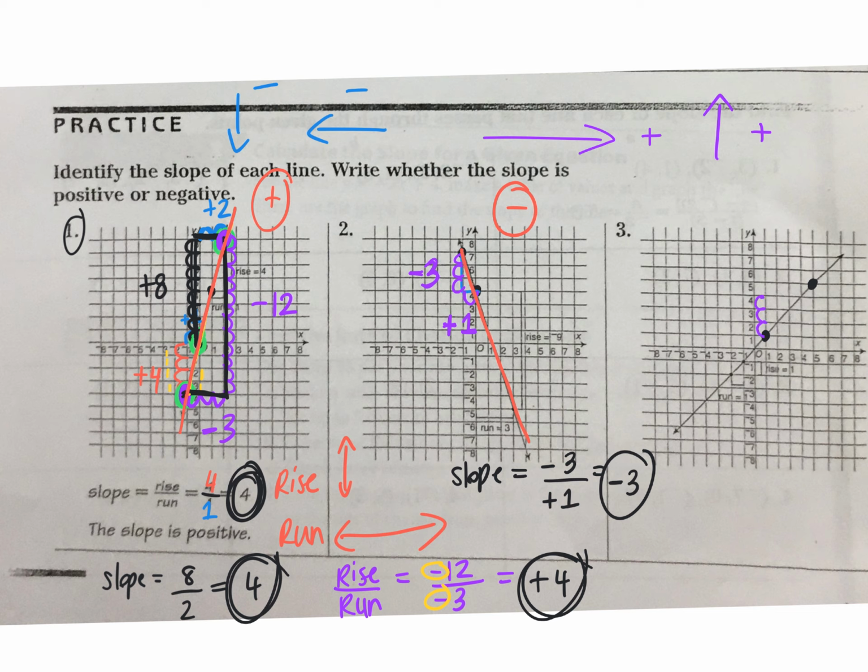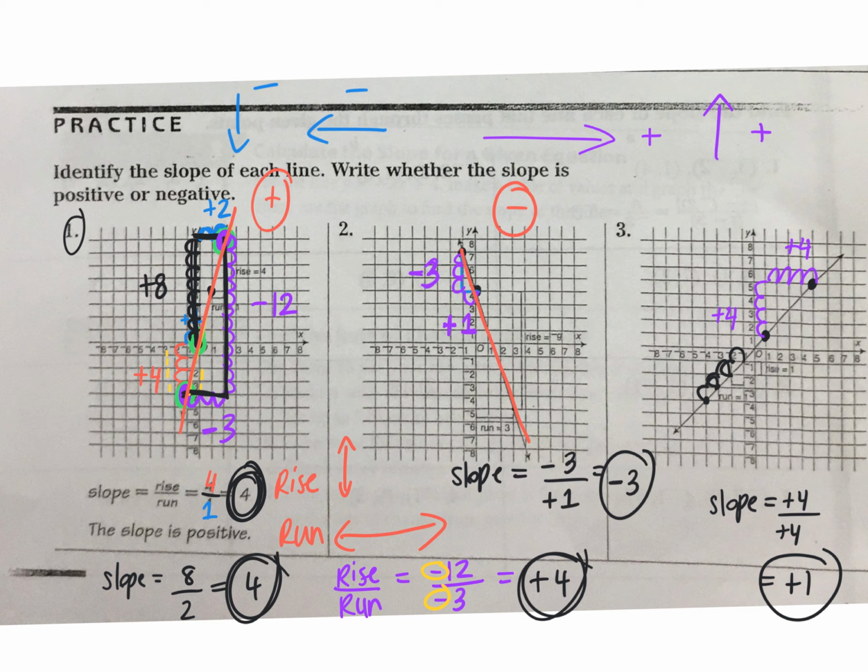1, 2, 3, 4. I went up 4, and I went to the right 4. So what is my slope? Positive 4 over positive 4 equals 1. And you can see this goes up by 1 over 1, up by 1 over 1, up by 1 over 1. The slope is 1. It's rising by 1.